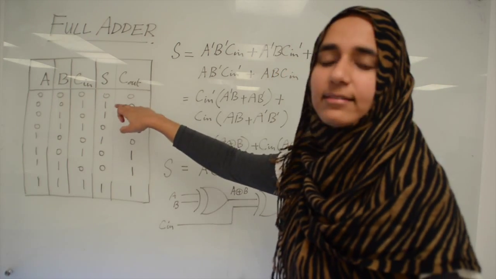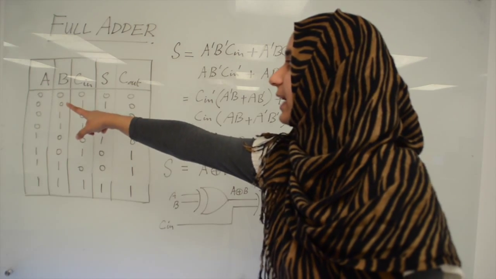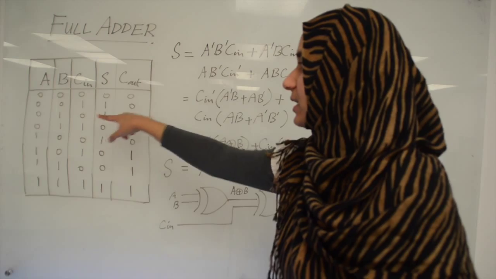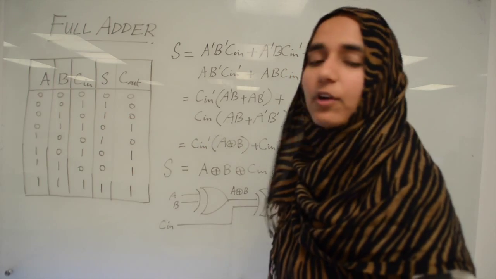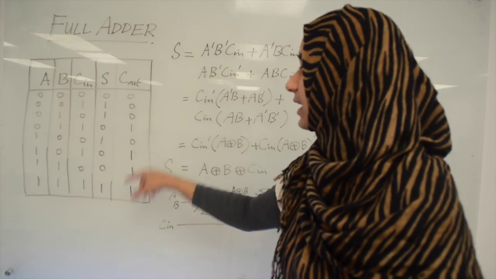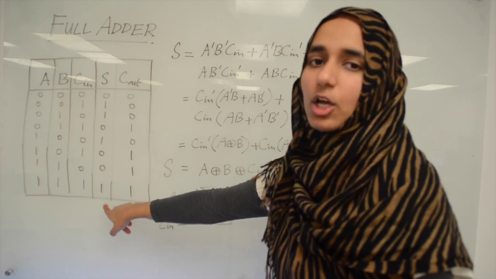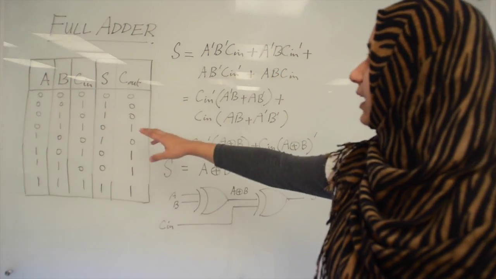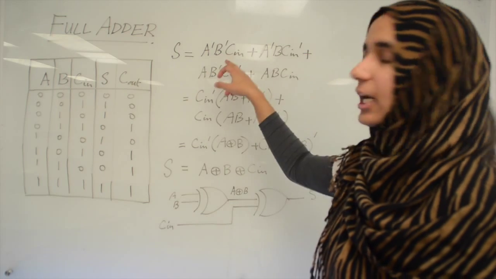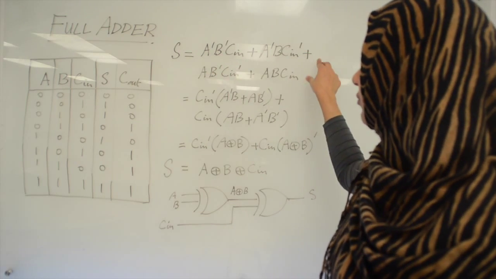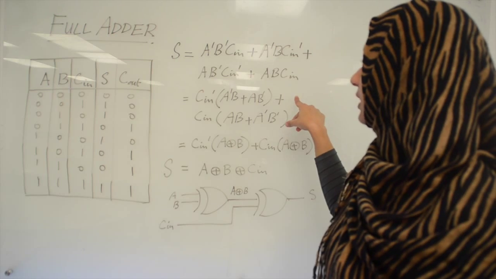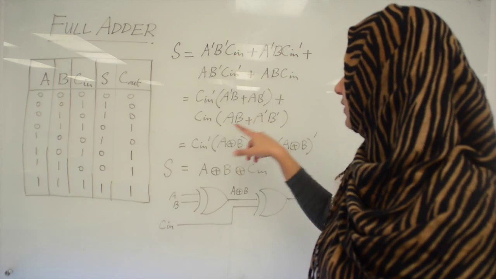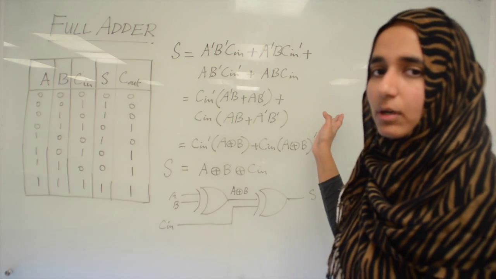For example, S is logic 1 for A'B'Cin, then it is logic 1 for A'BCin', then it's 1 for AB'Cin', and finally it's logic 1 for A, B and Cin. Now we will write that in the form of an equation. Here you can see that. We can reduce this equation further by taking common Cin and Cin' from two of the expressions, and it will reduce to this form.